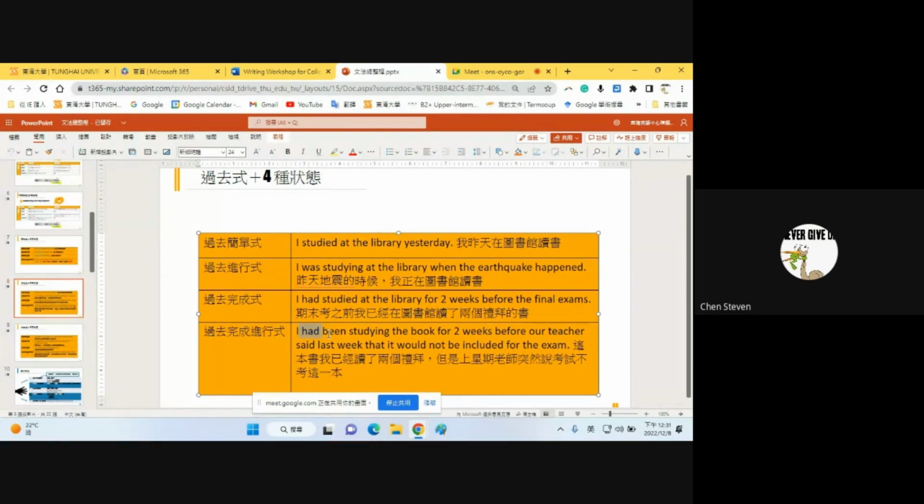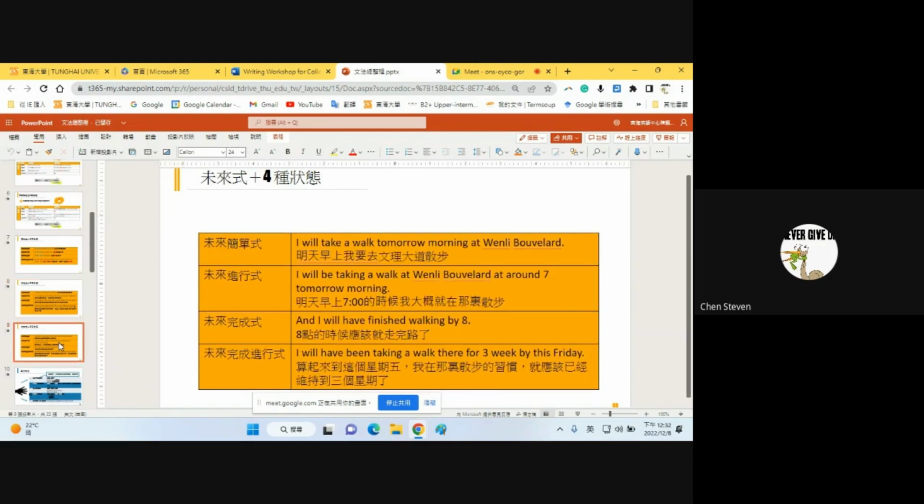So, as simple as it is, Chinese students, they simply have problem coming up with this kind of grammatical concept. Yeah, a lot of things, when taking listening tests, the problem is not a certain word that they do not know. It's because from the verb part, they have a problem understanding the context and logical sequence. Okay, isn't that sad? And this one, I will take a walk tomorrow morning at Wenli Boulevard.